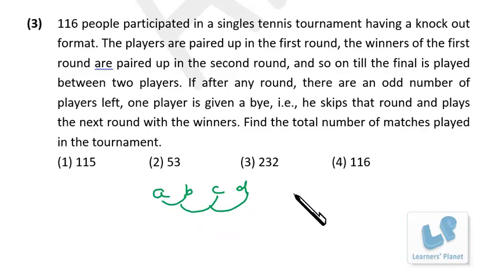Similarly, if there are 5 people, say P, Q, R, S and T, the winner of these two will play with this, the winner of these two will play with this, and so on. In all, 4 games will be there. So that is what a knockout tournament is. In this case 116 participants are there, so the total number of matches played in the tournament will be 1 less than 116, that is 115.